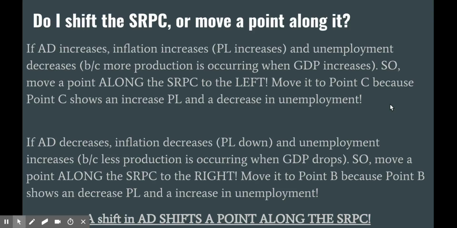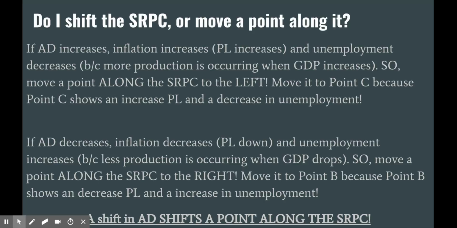So I'm not going to read this whole thing to you. You can read it. I spelled it out. It makes as much sense for you to just pause it right here and read it. The big idea is that if AD increases, this is what happens on the graph. We can see what happens to price level and unemployment.